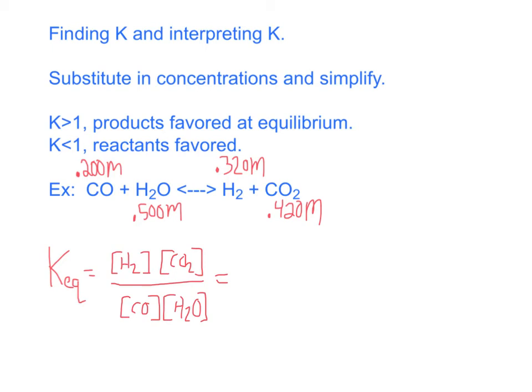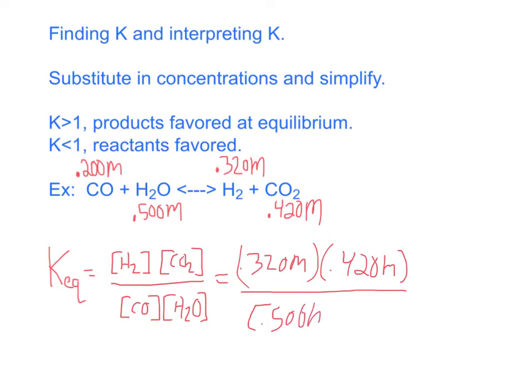Now if you plug in the numbers, you have the concentrations 0.320 times 0.420, all divided by 0.500 and 0.200. And when you hit enter on that, you find the answer to be 1.34. And that's generally unitless. So we can see that this is bigger than 1, so this is going to definitely favor the formation of products.